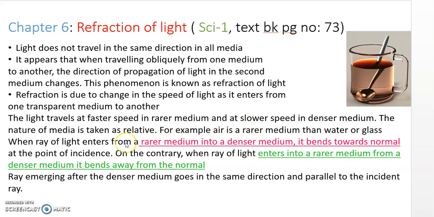So when light enters from a rarer medium into a denser medium, it bends towards the normal at the point of incidence. On the contrary, when the ray of light enters the rarer medium from a denser medium, it bends away from the normal, and after emerging from the denser medium, it goes in the same direction, parallel to the incident ray. This we'll see in the diagram.